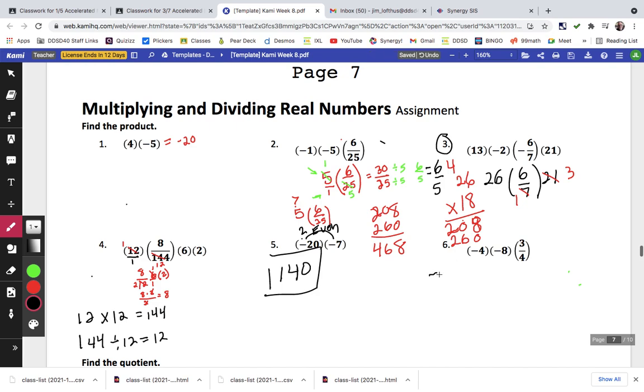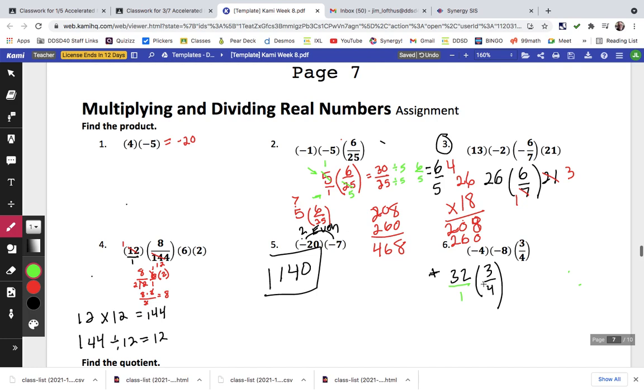This is a -4 times -8. So that's going to go back to positive, so that's 32 times 3/4. And I call this pre-simplifying. I notice, well, first of all, I'm going to put that over a 1 because this needs to multiply by a fraction. You need a numerator and a denominator.